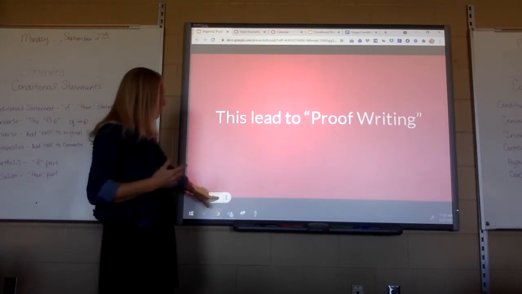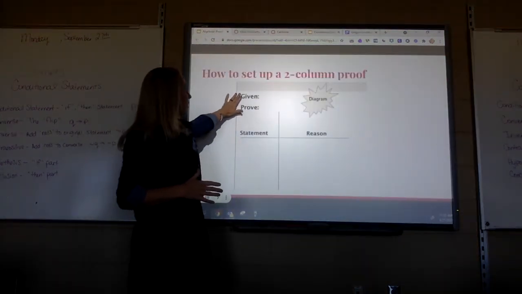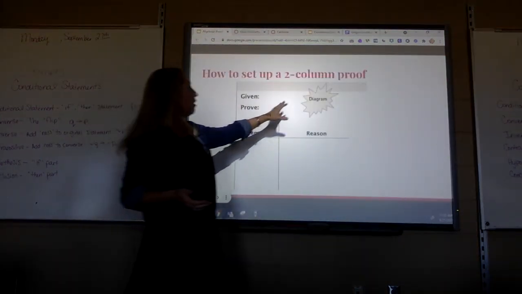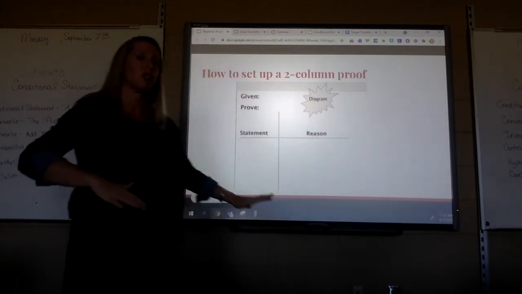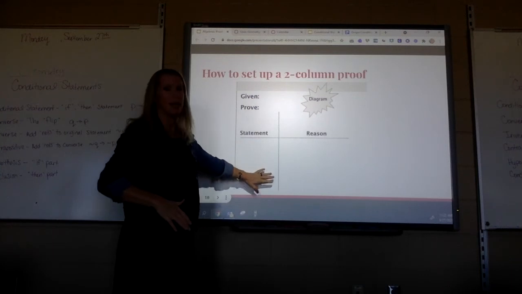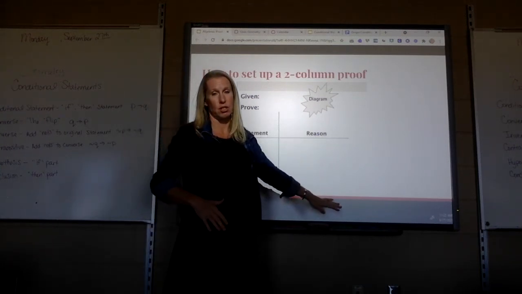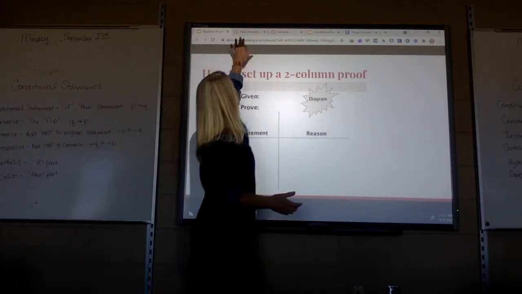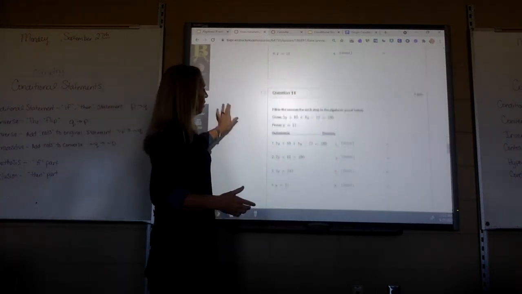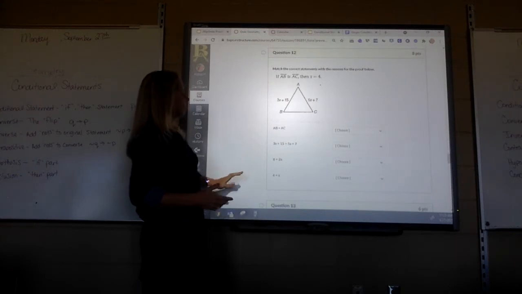So on the majority of proofs, you're going to have something you're given and something you have to prove. And a lot of times there's going to be a diagram. So these are called two-column proofs. So you've got the statements on one side and then the reasons on the other side. So that's what a general proof looks like. So let's do one. Let's look at number 12.